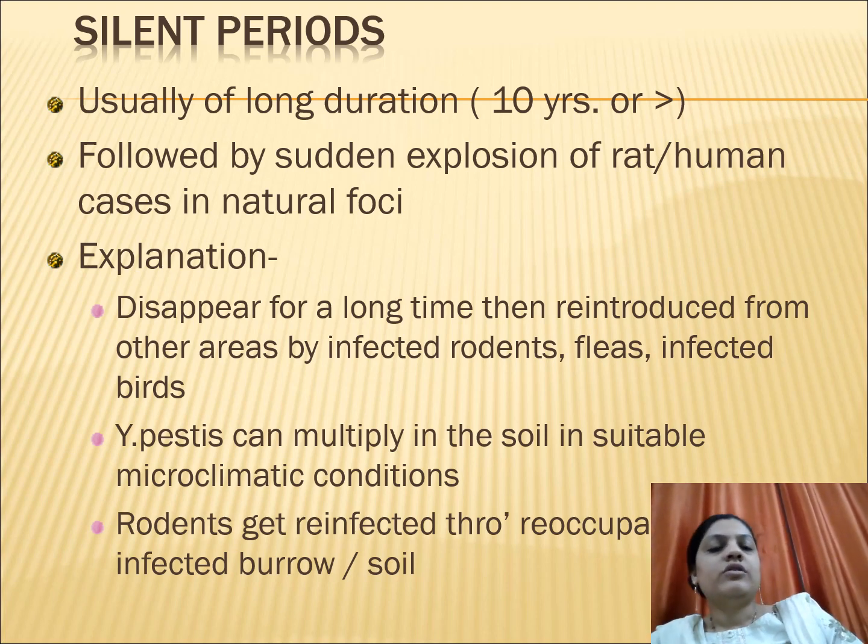Silent periods. Usually there are long silent periods of 10 years or more, followed by a sudden explosion of rat and human cases in the natural foci. There is a disappearance for a long time and then reintroduction from other areas which have infected rodents, infected fleas, or infected birds. Yersinia can also multiply in the soil in suitable microclimatic conditions.